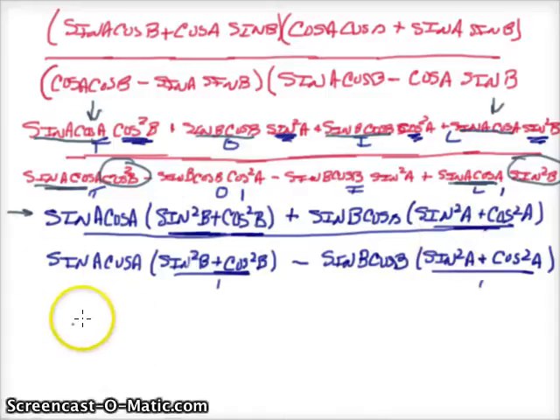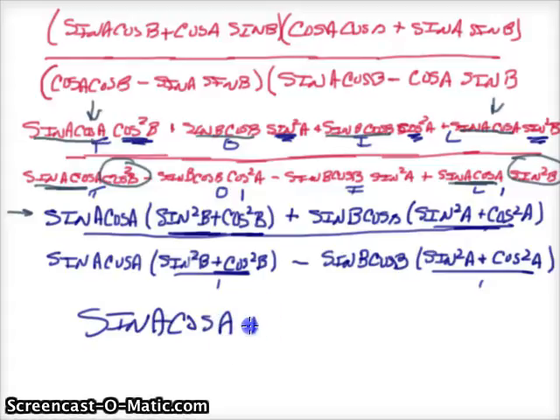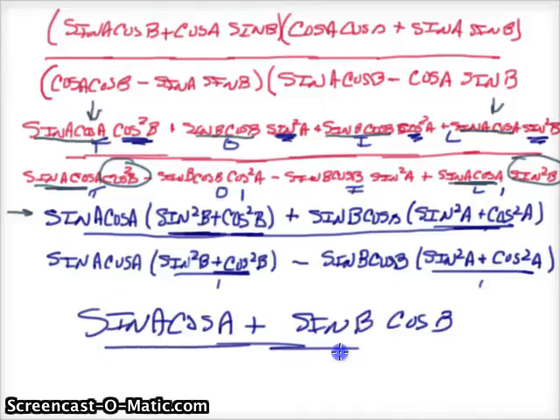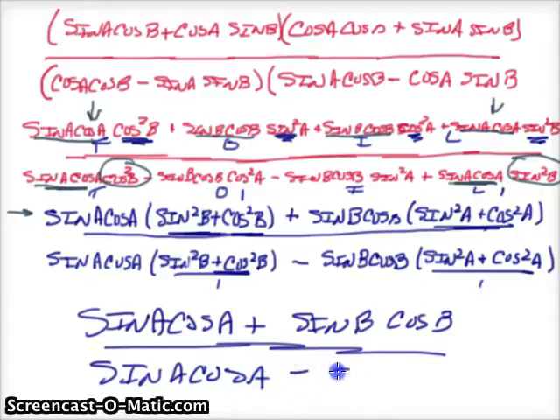So let's rewrite this. It would be sine of A, cosine of A, plus what? Sine of B, cosine of B, all over what? Sine of A, cosine of A, minus sine of B, cosine of B. Okay, that was a lot of work for problem number 48, but we did push through and get that part done.